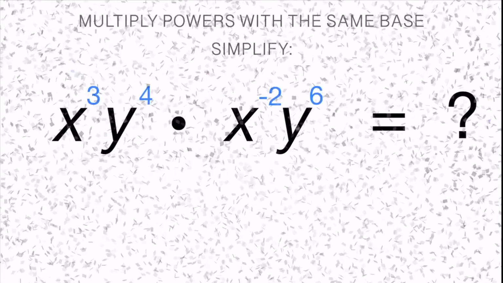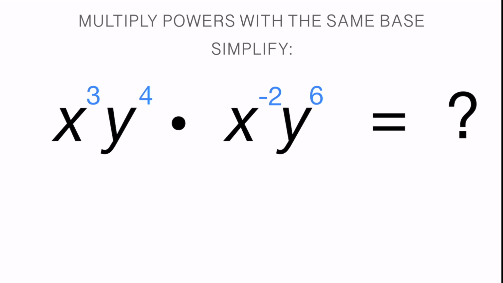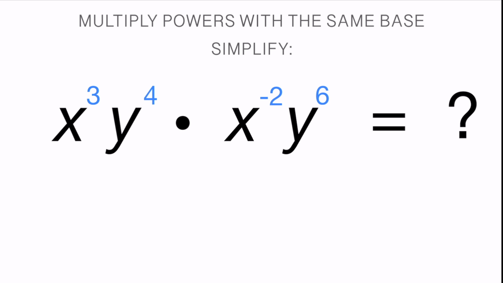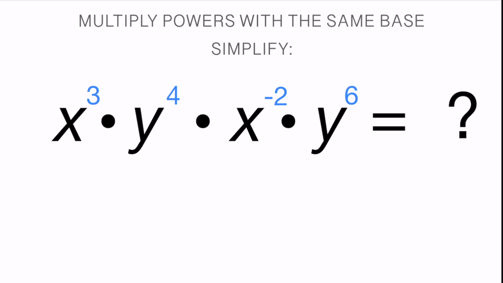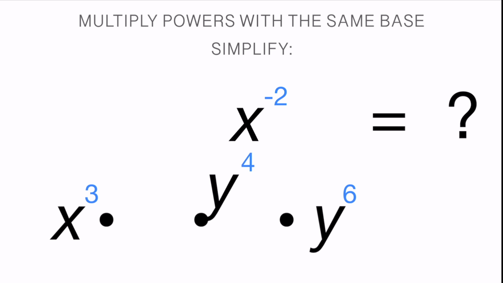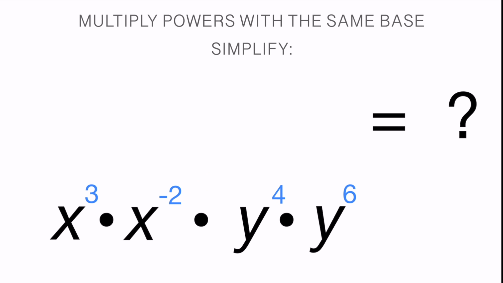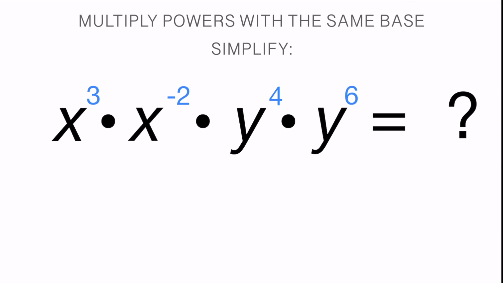Let's do another. X to the third power, y to the 4th power, times x to the negative 2nd power, y to the 6th power. What does that equal? Well, we have to acknowledge that we are multiplying all of these factors together. And using the commutative property of multiplication, we can change the order of the factors because the product is still going to stay the same. But now we've grouped the powers with the same base together, so we can answer two separate problems and then combine them. Do you see them?